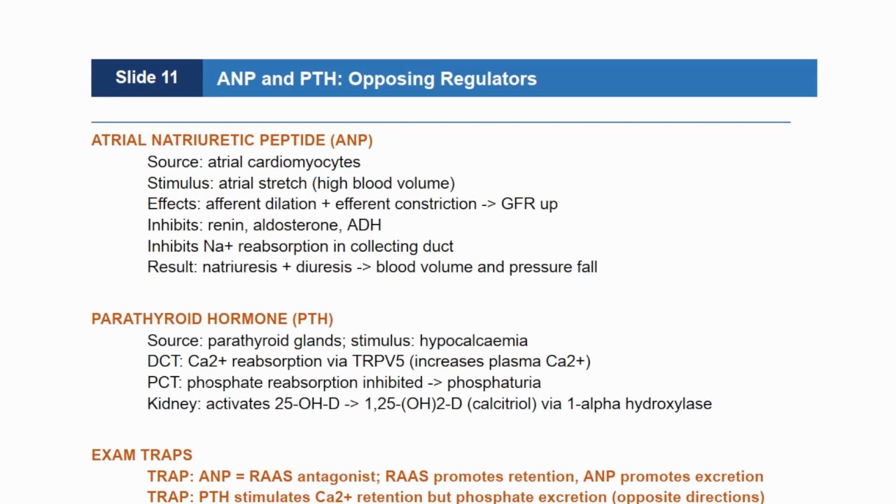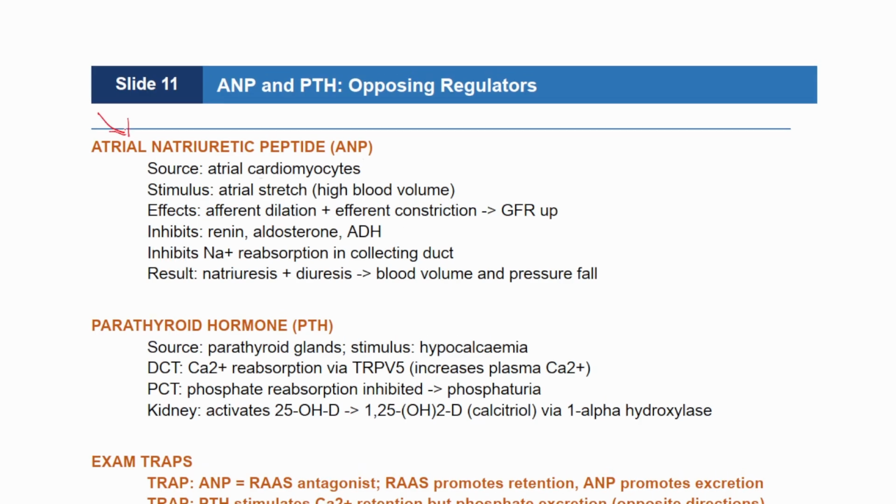definitions, traps, and pearls. By definition, atrial natriuretic peptide, or ANP, is a polypeptide hormone synthesized and released directly by atrial cardiomyocytes. The primary physiological stimulus driving its secretion is increased atrial stretch, which acts as a direct mechanical indicator of high blood volume. Once released into the systemic circulation, ANP exerts potent renal effects by inducing afferent arteriolar dilation while simultaneously causing efferent arteriolar constriction, a coordinated hemodynamic shift that significantly increases the glomerular filtration rate.